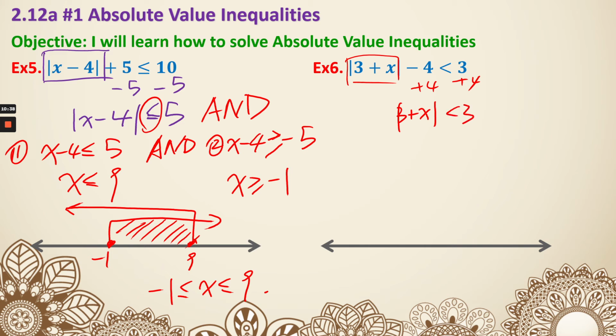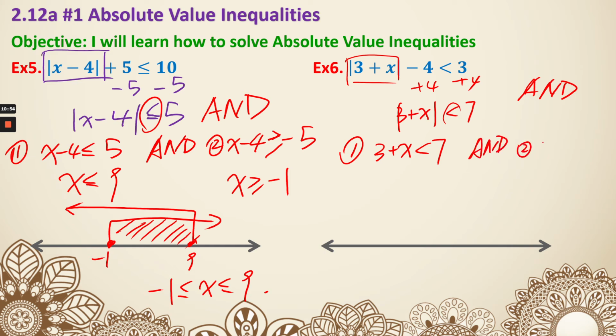And again, same thing, because it's less than, the connection word is and. So we have 2 cases now. First one, oh, I added 4, so that actually should be a 7. First one, 3 plus x is less than 7. And second one, 3 plus x is greater than -7. Again, flip the sign and flip the number. So the first one after solving, x is less than 4. And the second one after solving, x is greater than -10.